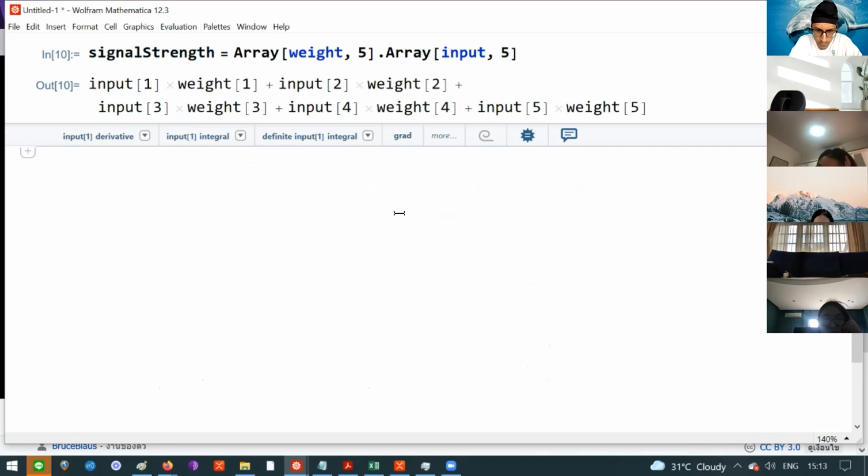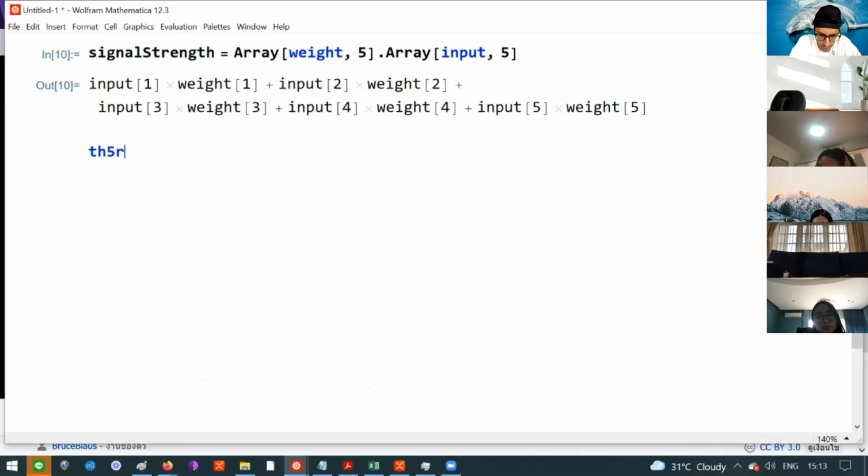Now, there's some kind of threshold to overcome. And this is what happens in your neuron. Your neuron has some kind of threshold. Threshold is equal to, I'm going to call it theta. Okay?